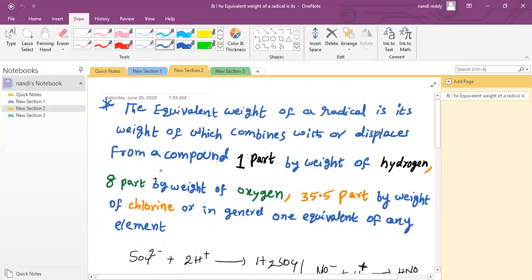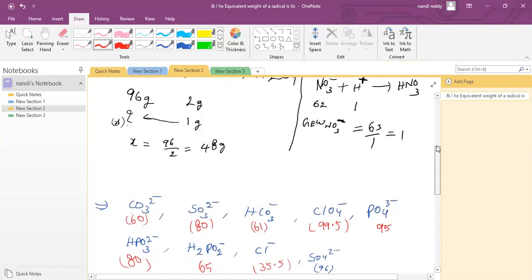I am going to apply this here. Anion radicals mostly combine with hydrogen. This is the cation charge, so they won't combine with oxygen and chlorine. So I am going to consider only hydrogen when we calculate the n factor of anions. It's very simple. Once you understand, you can apply it easily.